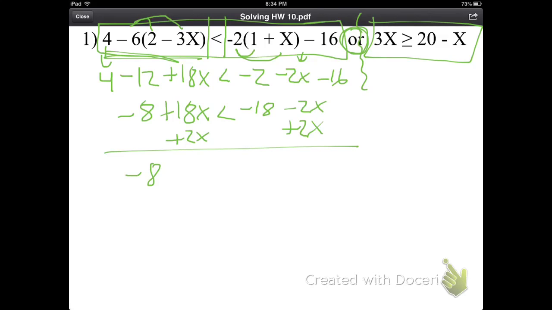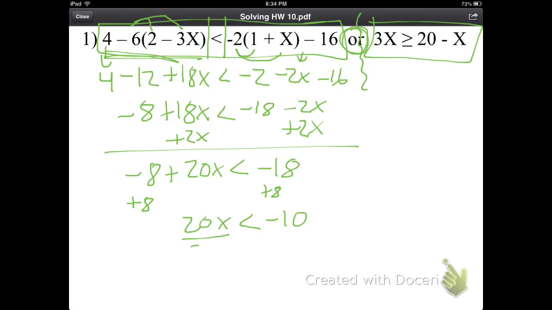Left side, we got negative 8 plus 18x plus 2x is 20x. Still less than, because we haven't divided by a negative. And now at this point, I want to get rid of the 8 on the left side, so I'm going to add 8, and we got 20x less than negative 10, because negative 18 plus 8 is negative 10.